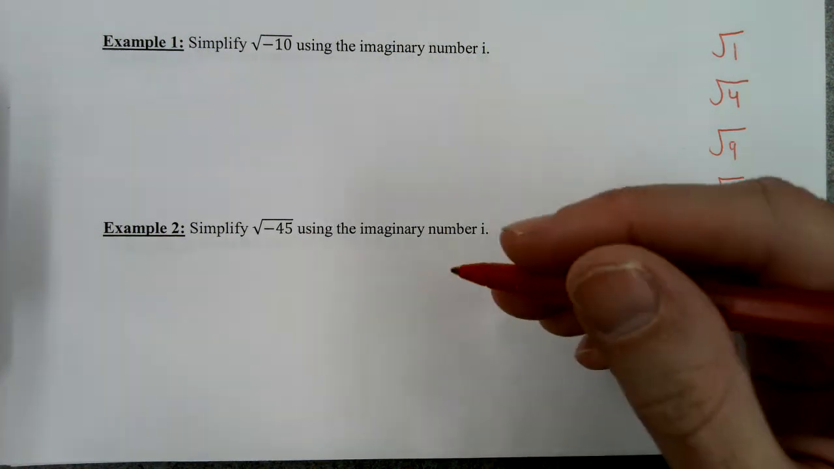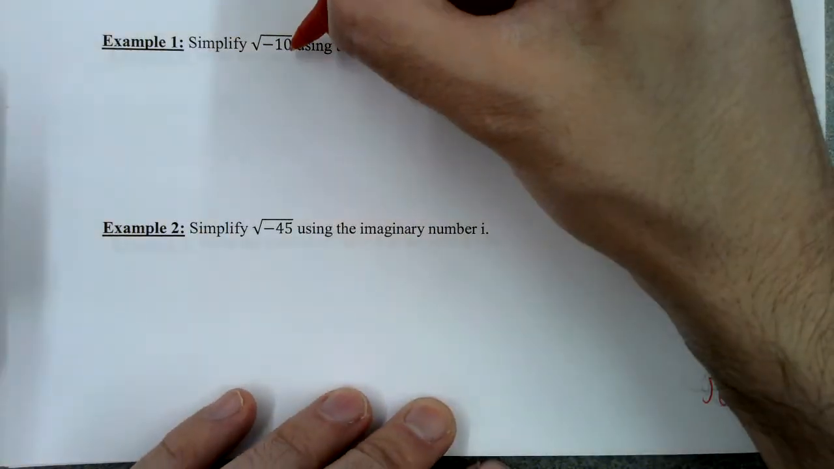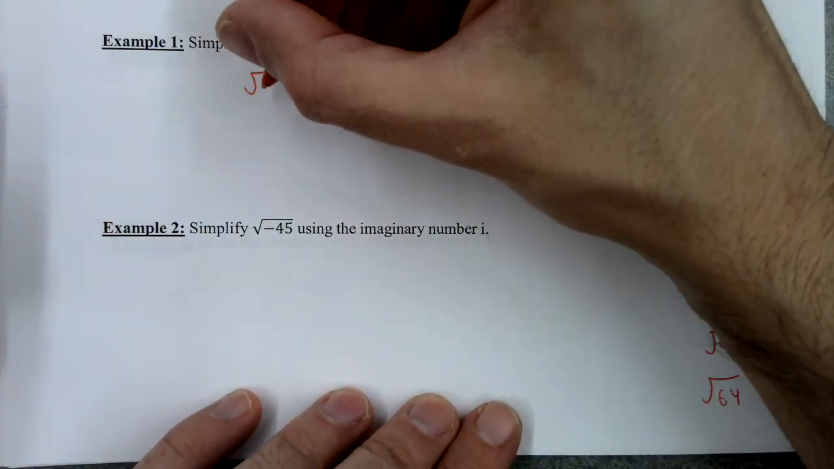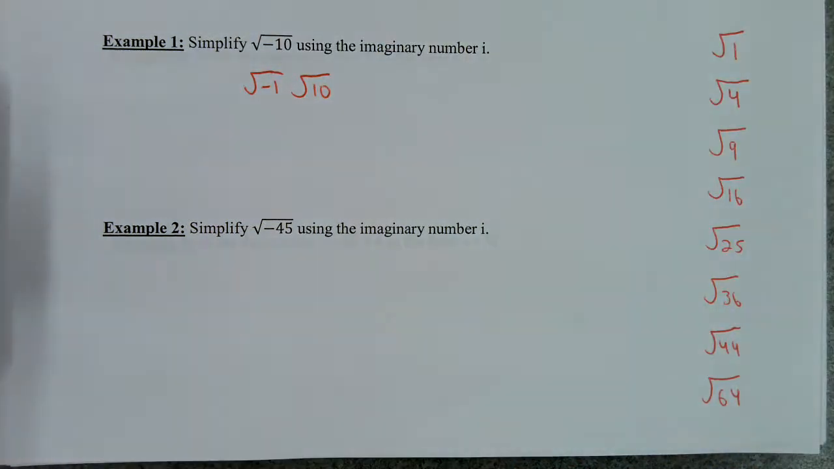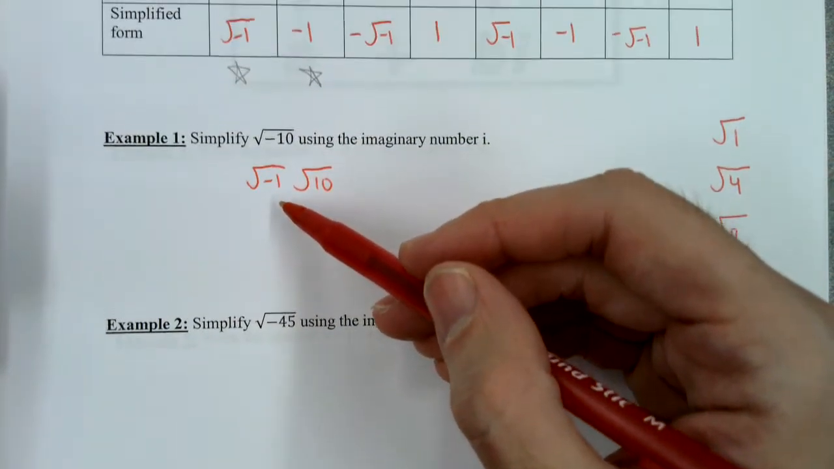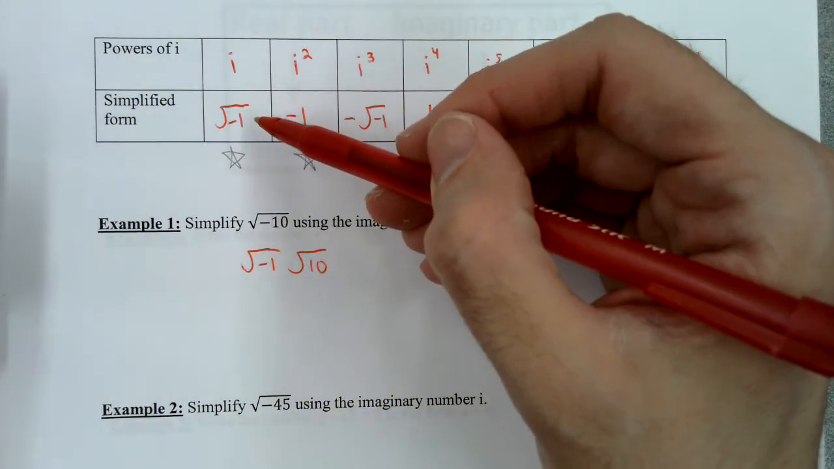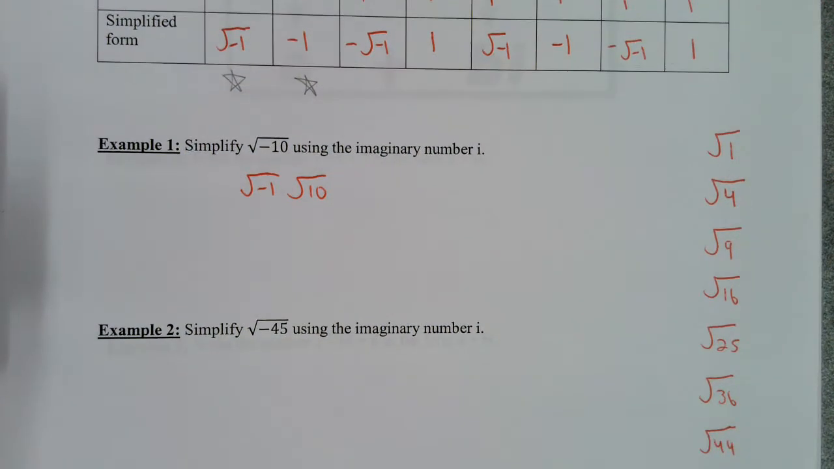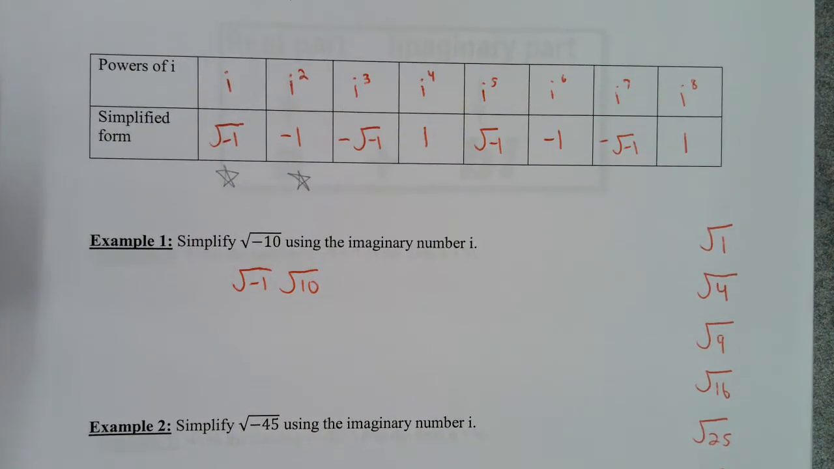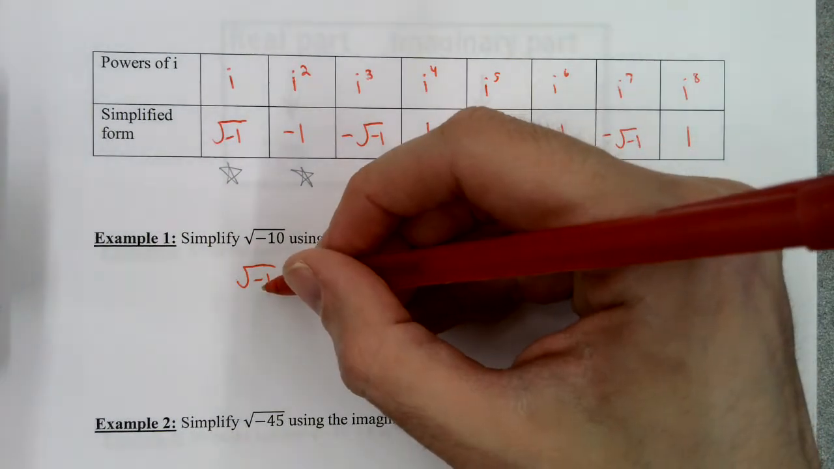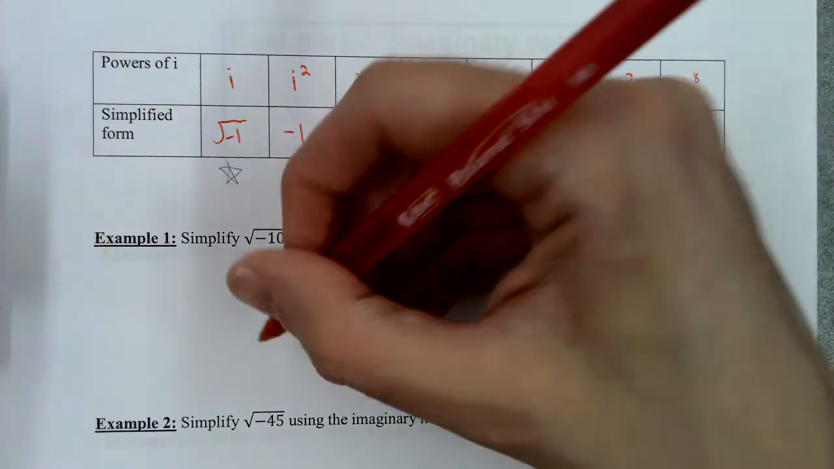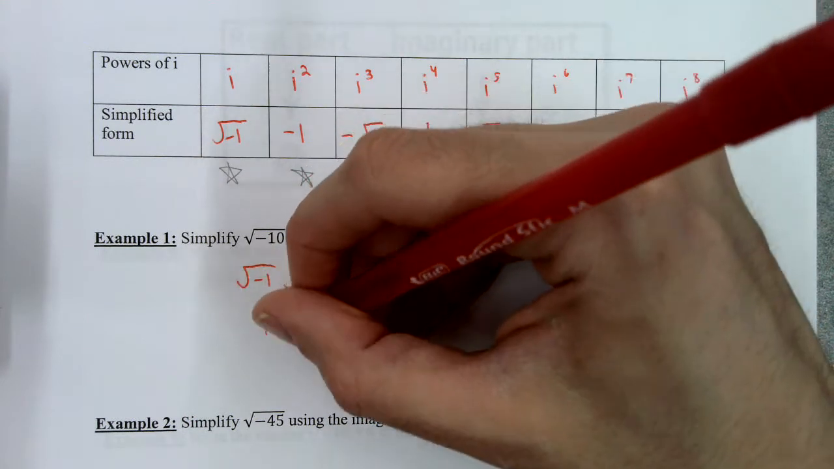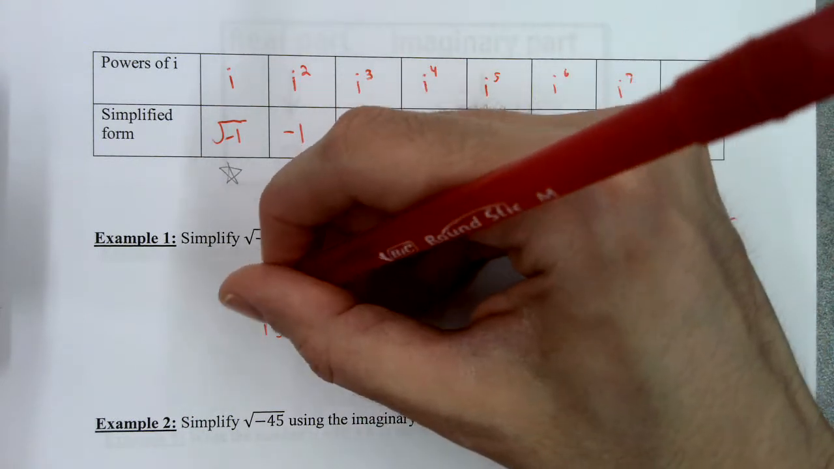Okay? So what we're going to do is break this apart into the square root of negative 1 times the square root of 10. And the square root of negative 1 is going to be replaced with i. So when I simplify this, I have the square root of negative 1 times the square root of 10. The square root of negative 1 gets simplified into i. So this is the final answer right here.